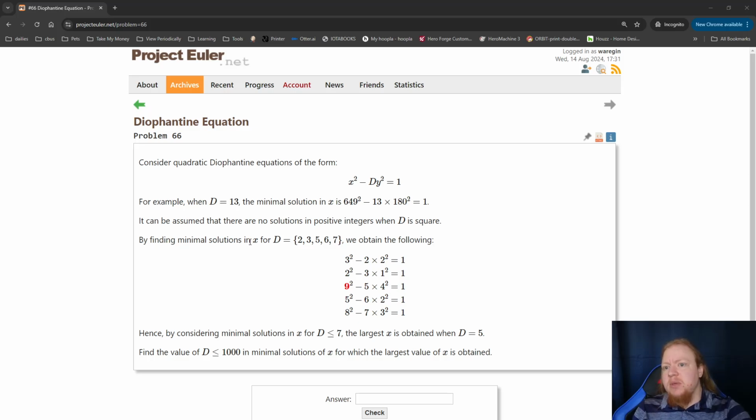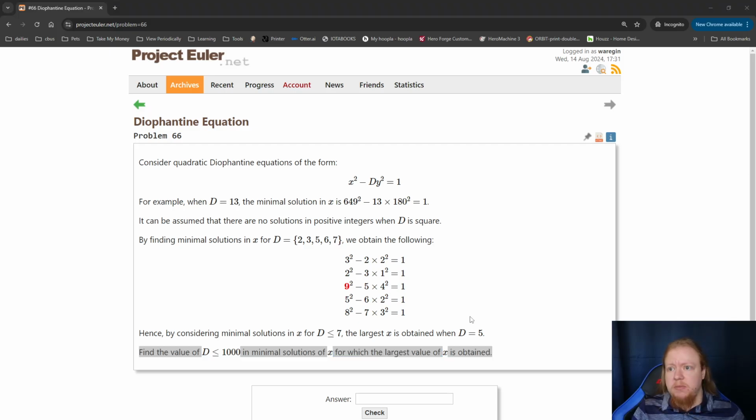By finding minimal solutions in x for d equals 2, 3, 5, 6, 7, we obtain the following. Hence, by considering minimal solutions in x for d less than or equal to 7, the largest x is obtained when d equals 5. Find the value of d less than or equal to 1000 in minimal solutions of x for which the largest value of x is obtained. Okay, so some algebra going on here.